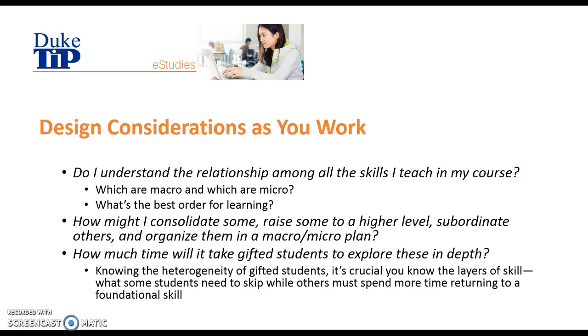So, a couple things as you're making this list. Do you get the relationship among all the skills you teach in your course? Do you know which are micro, which are macro? Do you know which is the best order for learning? This is going to require some real thoughtfulness. Just get a cup of coffee, get your full list of skills, and really think about relationship and ordering.